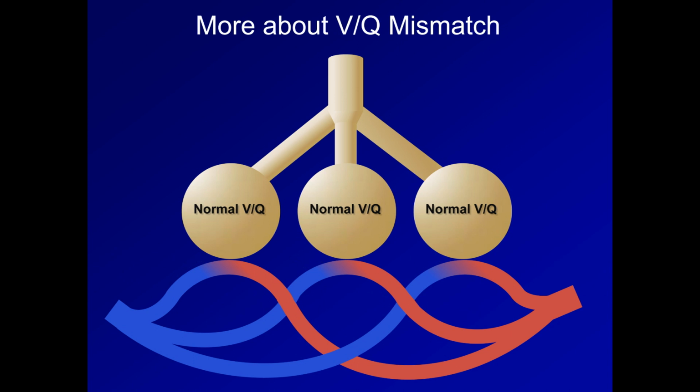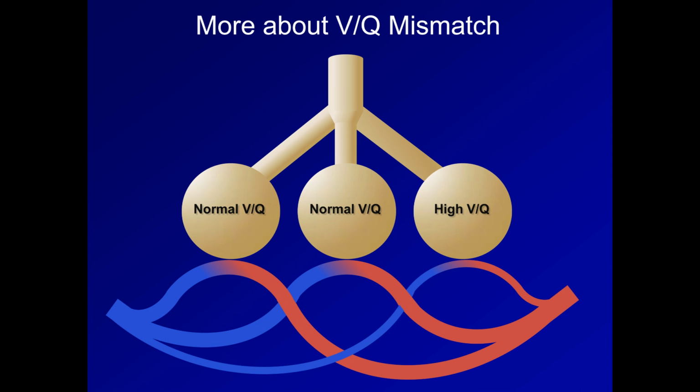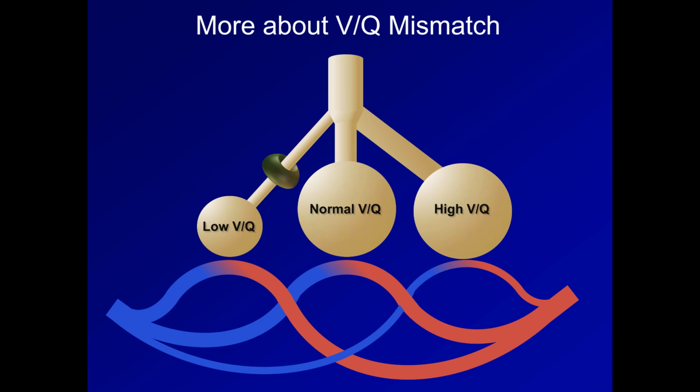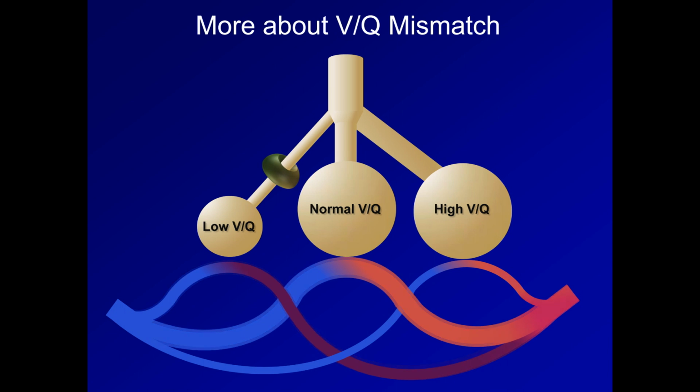However, what if these three lung units are not equal? What if one of them, for some reason, has poor perfusion resulting in an elevated VQ ratio, and another has some limitation of ventilation resulting in a decreased VQ ratio? Maybe a little hypoxic vasoconstriction kicks in, diverting blood to the normal lung unit, and minimizing how much incompletely oxygenated blood returns to the circulation.